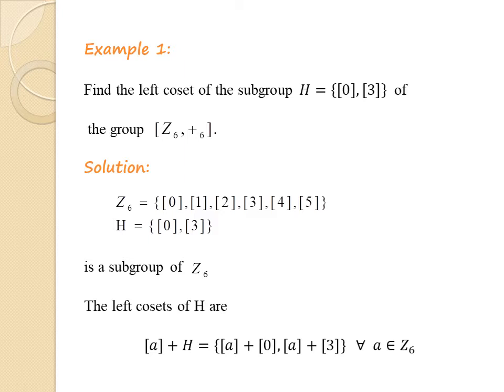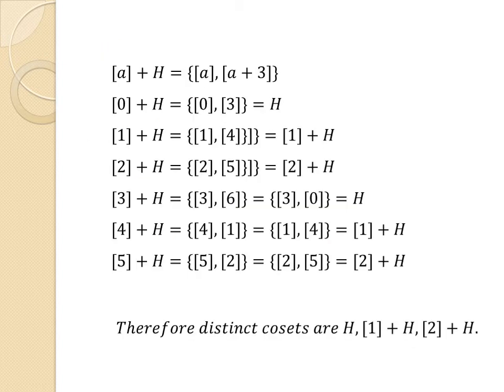So this H is a subgroup of the main group Z6. The left coset of H we may write as, because here they are given addition modulo, a plus H is equal to {a plus 0, a plus 3}. Whatever we do on the left hand side, we must do on the right side also. Here we must choose this a from Z6. Now in place of a, we are going to substitute the values 0 to 5 one by one.